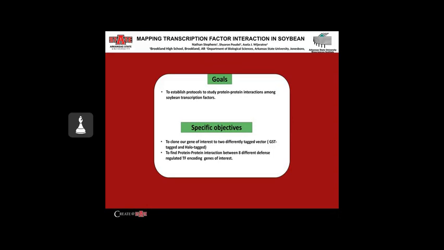The goal for this project is to establish a protocol to study the protein-protein interaction between defense-regulated transcription factors and our interest. Specifically, our objectives for this project are to clone genes into GST and halo-tagged vectors and define 8 protein-protein interactions between these transcription factors.